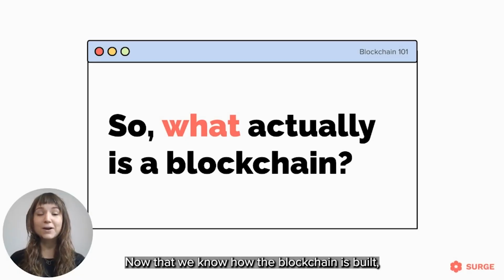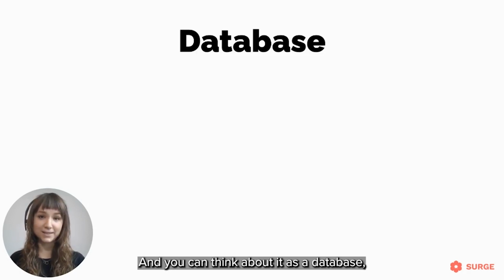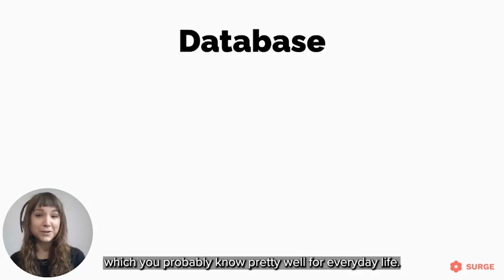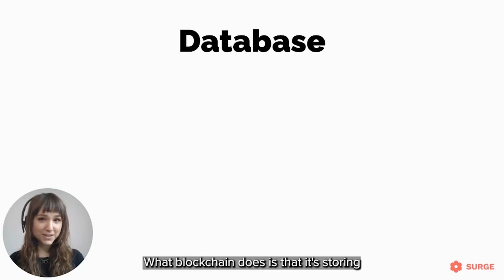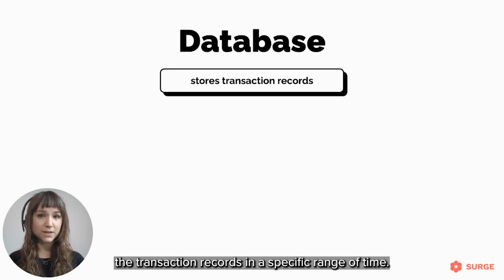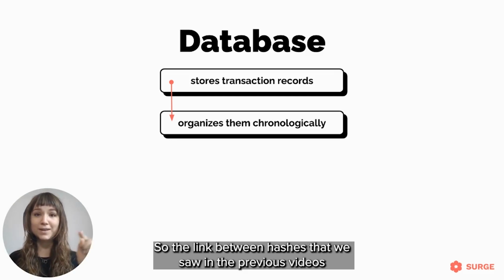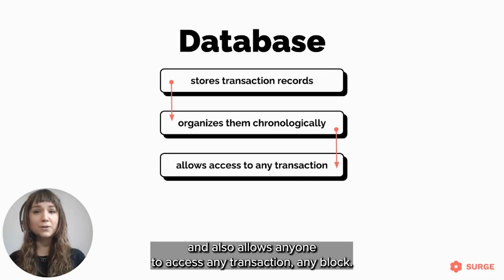Now that we know how the blockchain is built, let's speak about what it actually is. You can think about it as a database, which you probably know pretty well from your everyday life. What blockchain does is store the transaction records in a specific range of time. It organizes them chronologically thanks to the hashing mechanism, so the link between hashes that we saw in the previous videos, and also allows anyone to access any transaction, any block.